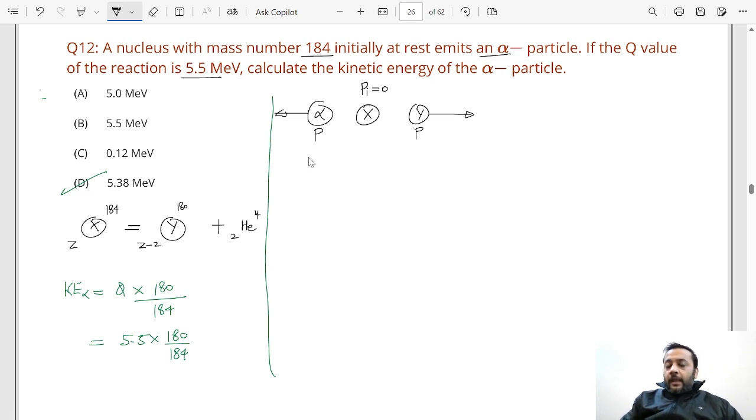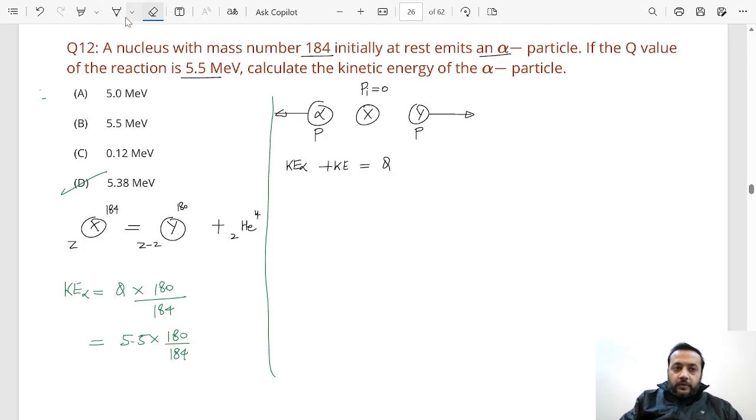Then the next thing is that the total kinetic energy, kinetic energy of alpha particle plus kinetic energy of Y, will be equal to the energy released in this reaction. Whatever energy is released, that manifests in the form of kinetic energy of alpha particle plus kinetic energy of Y. Sorry, this is not p, this is Y. Kinetic energy of Y.